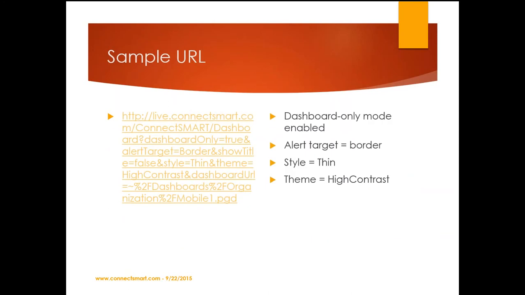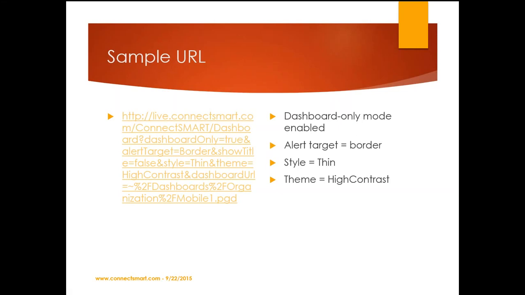So the dashboard that we're going to take a look at in a moment, I have gone ahead and included the URL I have for it. And that's just so that you have an idea of, you can go ahead and swap out your URL, and it's already set with dashboard only enabled. The alert target is set to border, but if you wanted to change that, you could change it to alert or value. And then the style is set to thin. My theme is high contrast. And my dashboard name is referenced at the very end there. So technically, you could swap it out with your own information, and it'll save you a few steps.